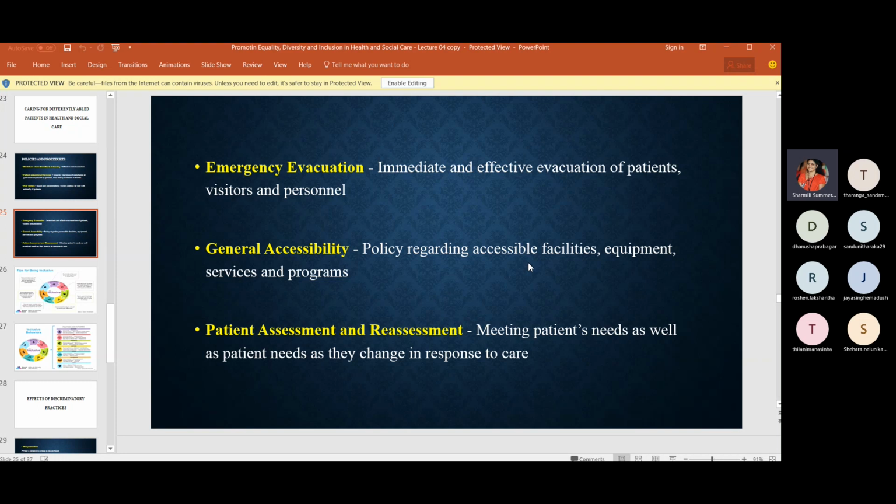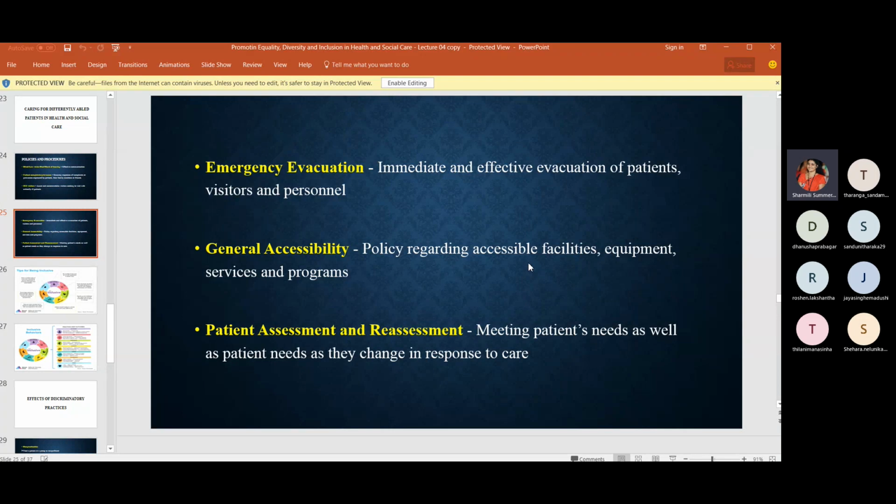Patient assessment and reassessment: meeting the patient's needs as well as the patient's needs as they change in response to care. Patient assessment and reassessment is common to other patients as well. You need to assess the patients and their needs, and you need to change their treatment options and other management options according to the needs of the patients.